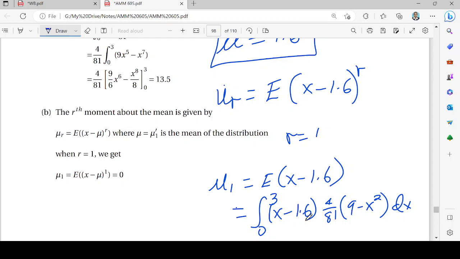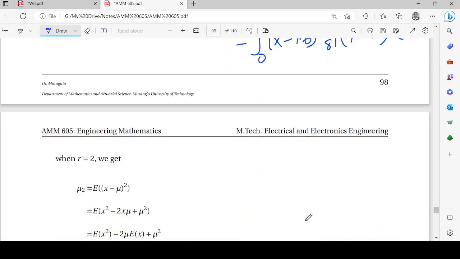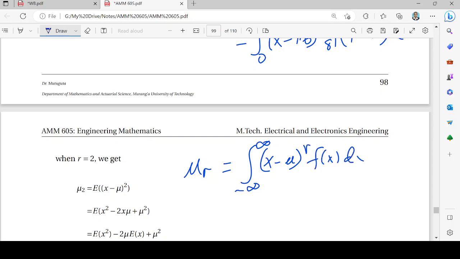That's how we should work it out. But definitely, as we had seen earlier, the first moment about the mean is always equal to 0, so we don't need to work that out. But when r is 2, we need to work it out. We write in general mu r is equal to the integral from minus infinity to infinity of (x minus mu) raised to the power of r times f of x dx.